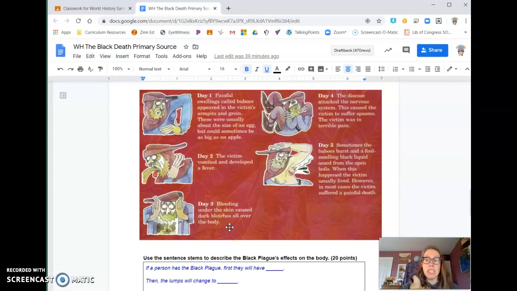And since they were dark blotches, that's why it was called the Black Plague, because people's skin turned really dark, like black. Day 4, the disease attacked the nervous system. This caused the victim to suffer spasms. The victim was in terrible pain. And day 5, sometimes the buboes burst and a foul-smelling black liquid oozed from the open boils. When this happened, the victim usually lived. However, in most cases, the victim suffered a painful death. So the black stuff oozing out also led to it being called the Black Death.